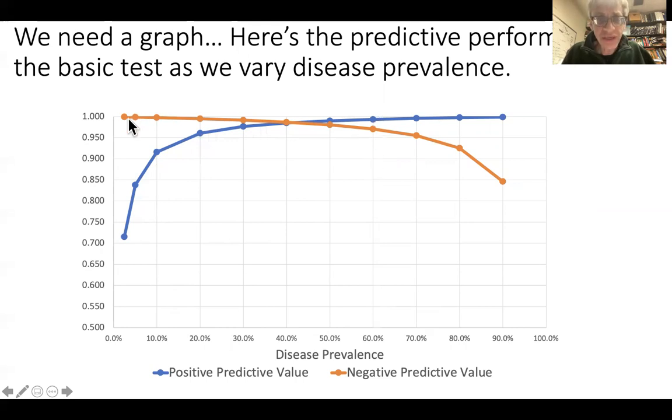If you look at the NPV of this test, it's really, really high until we get to pretty high prevalences. So, when we get up to like 60% of the population actually having the thing, now the NPV starts to noticeably fall off. So the NPV would really start to be a problem if we had really, really common prevalence of this disease, or if the cost of a false negative was just really high.